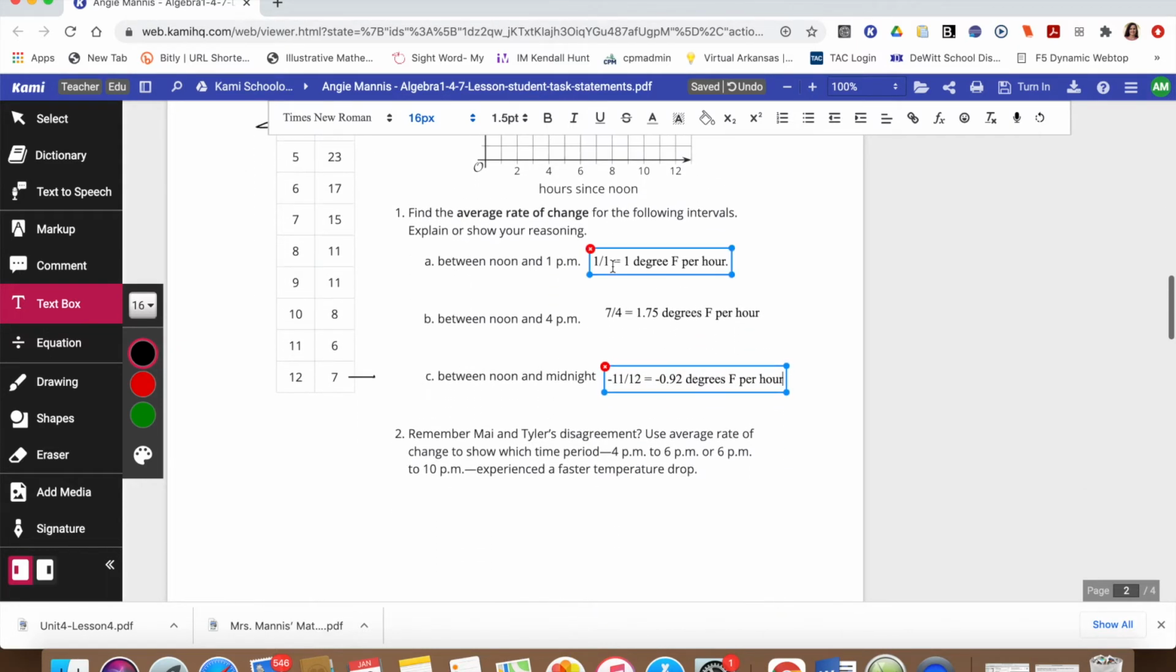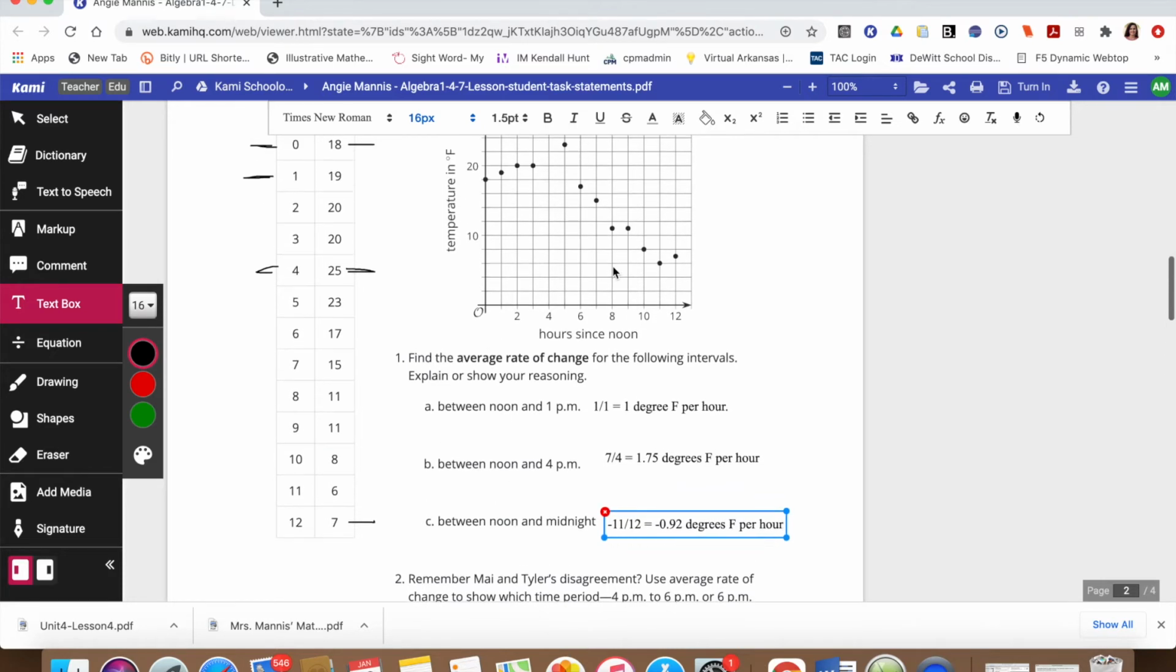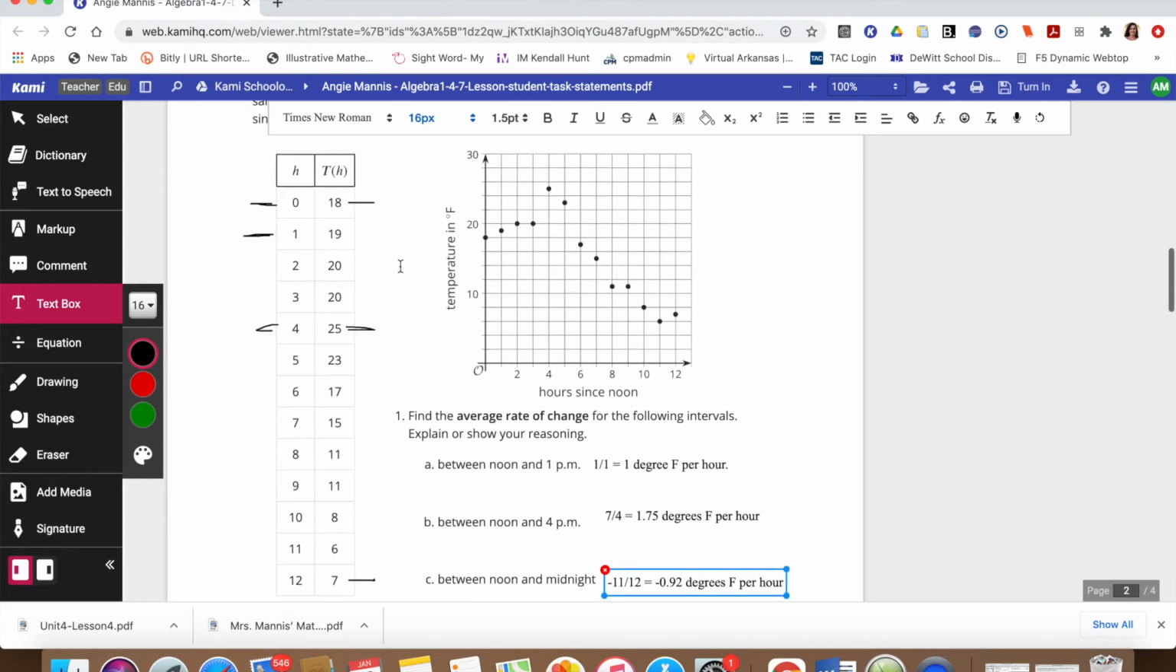So let's look at number 2. Remember Maya and Tyler's disagreement? Use average rate of change to show which time period, 4 p.m. to 6 p.m. or 6 p.m. to 10 p.m., experienced a faster temperature drop. So on this one, I want us to draw our lines and connect those.